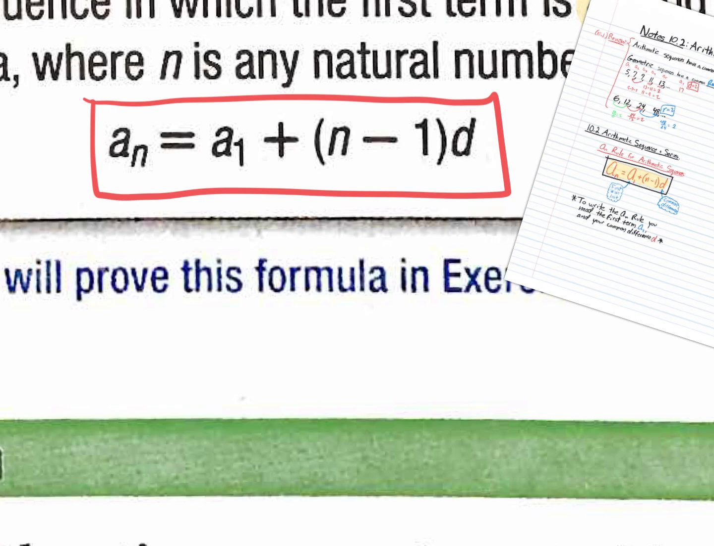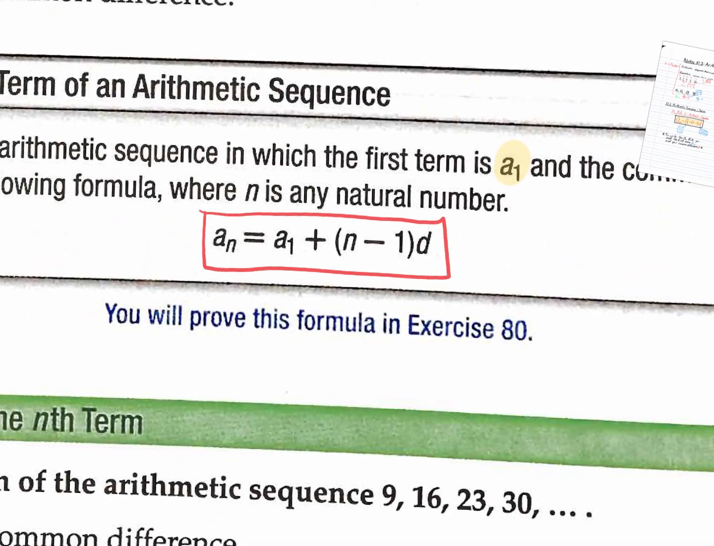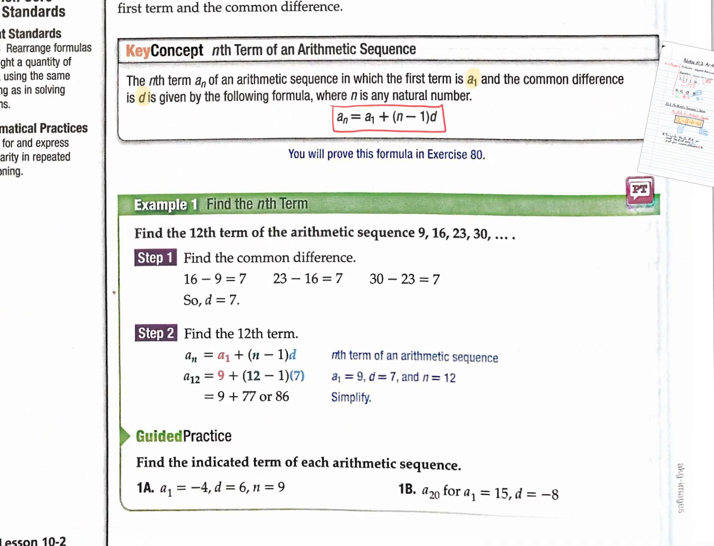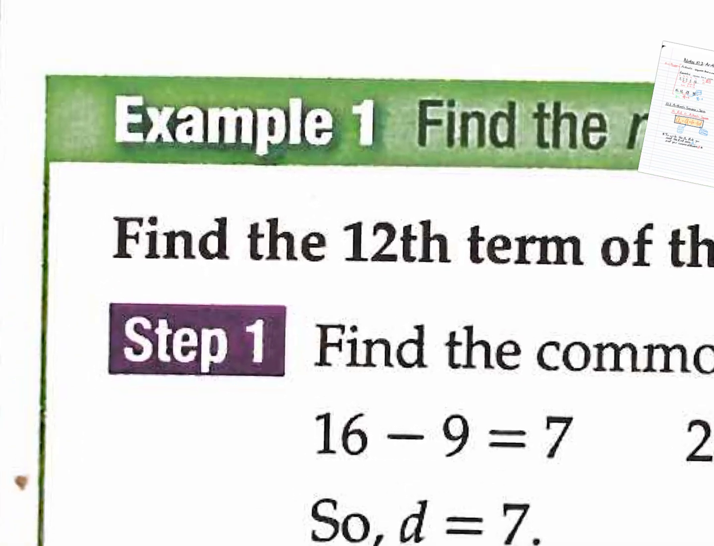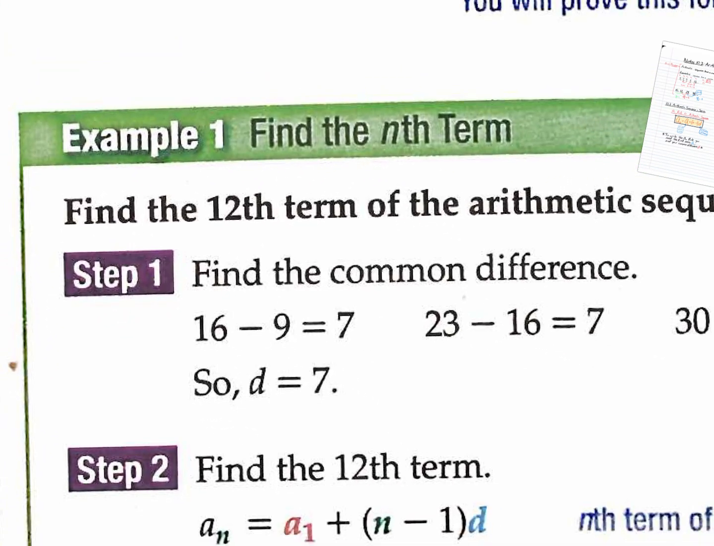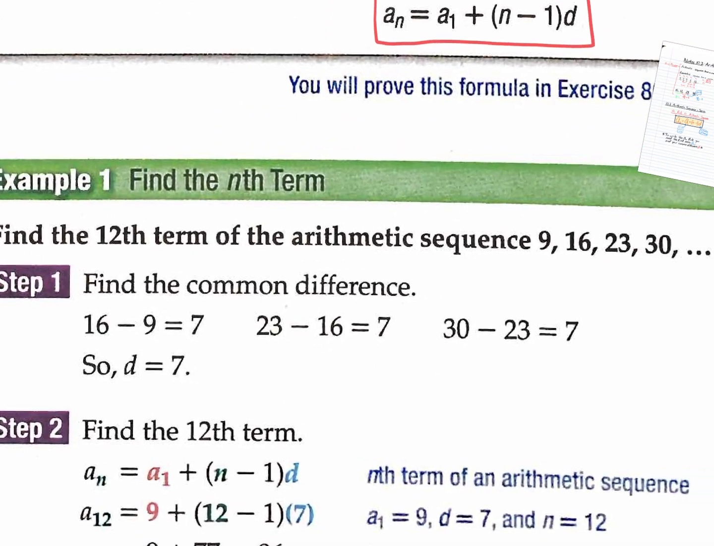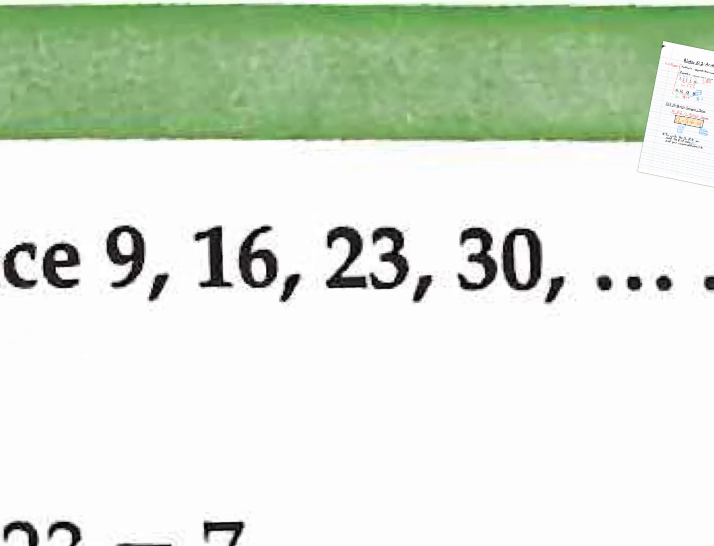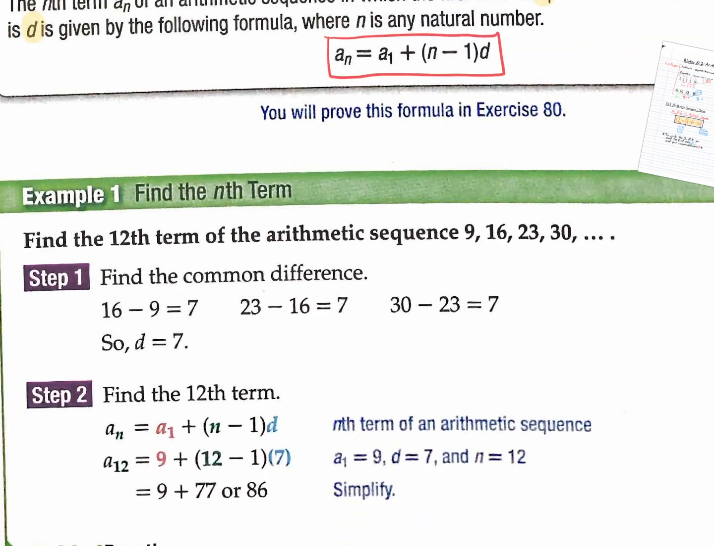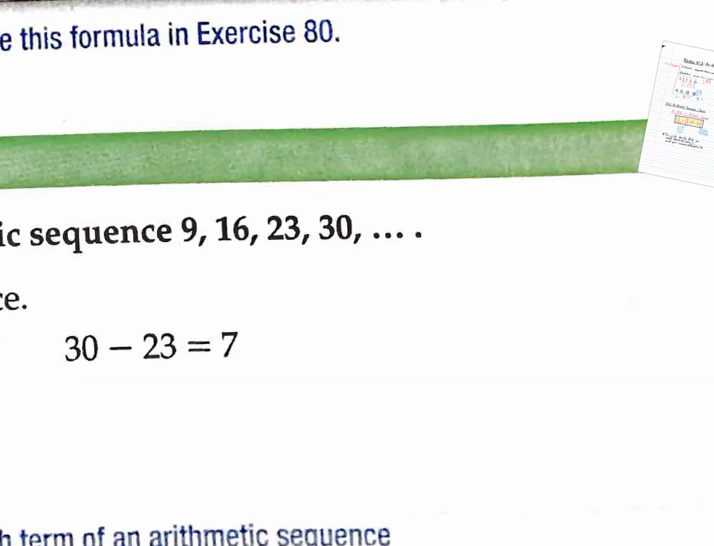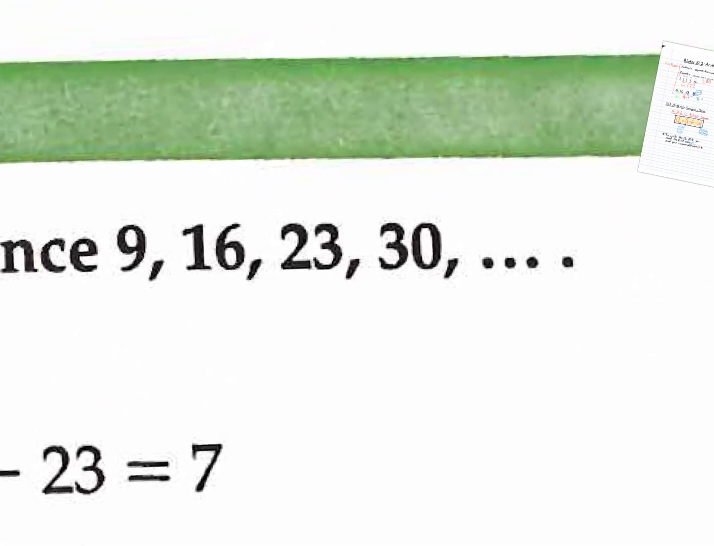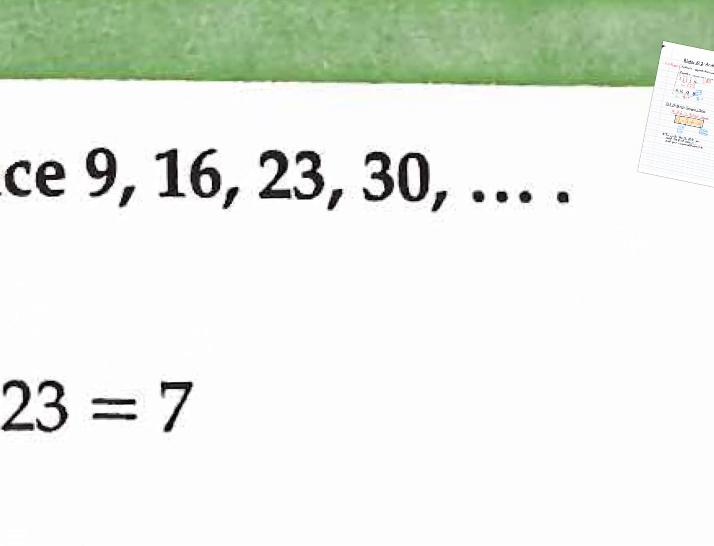So the beauty about textbooks is that they give you your key concept, they give you your notes, and then they give you examples, right? So here's example number 1 from the book. It says, find the 12th term of the arithmetic sequence 9, 16, 23, and 30, okay? And it explains it, but I'm not going to go to the explanation. I want to just go to the actual list. You might as well jot that list down in your notebooks right there: 9, 16, 23, and 30.